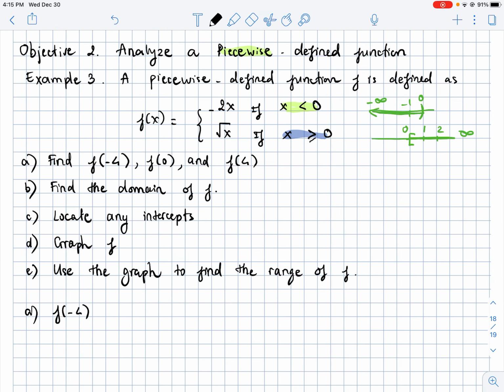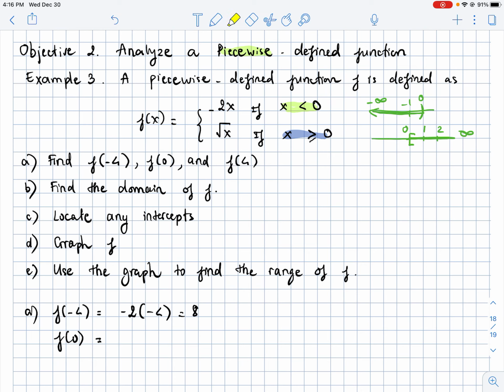In part A, they are asking us to find f of negative 4. We look at the input negative 4. The input negative 4, we will use the first piece because negative 4 is in this domain, it is less than 0. So we plug into the first piece: negative 2 times negative 4 is equal to 8.